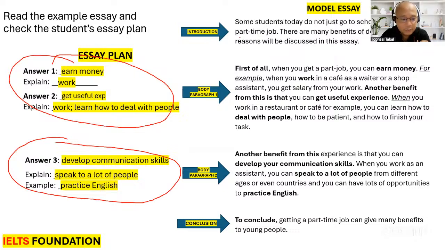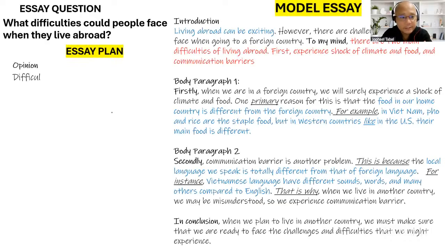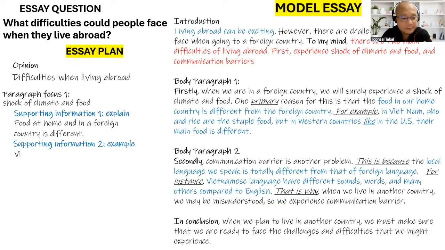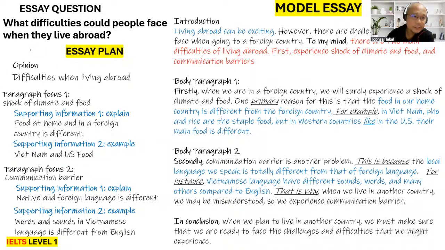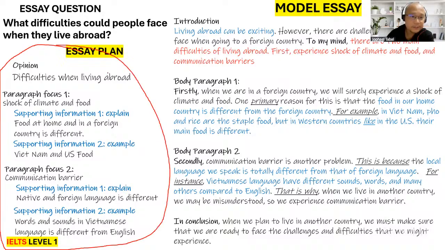So I think at this level, they have to understand the question, the easiest possible question for the writing task two. Now this is for IELTS level 1, band maybe 5.0. So I also do the essay plan like this, in bullet form. What type of essay plan do you use, Mike? Do you also use the same thing, the bullet form? Same thing, yeah.